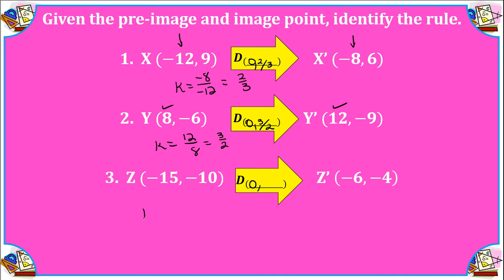And then our last one, our scale factor, we can take -6 and compare it to its original -15. They both have a factor of -3. So we have a scale factor of 2/5. And I hope this helps.